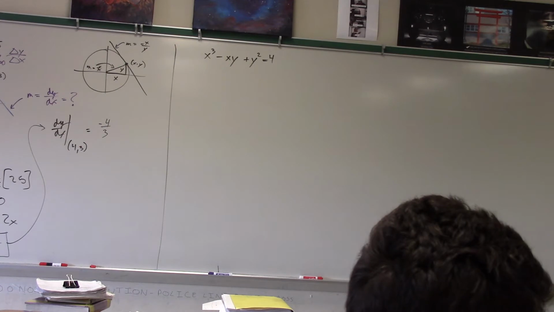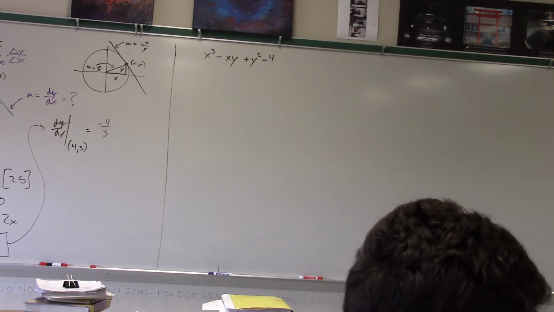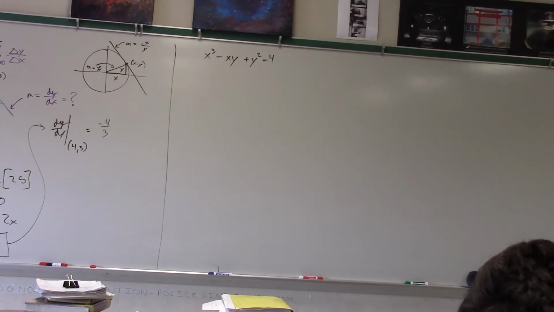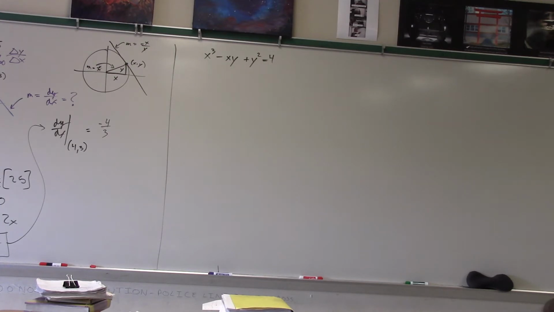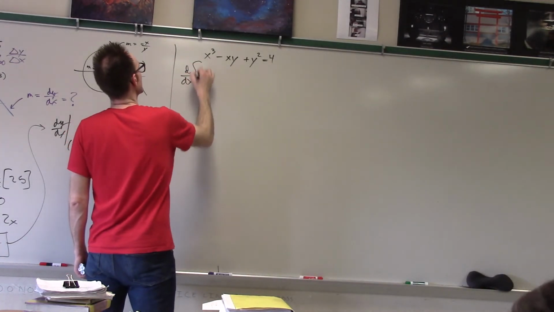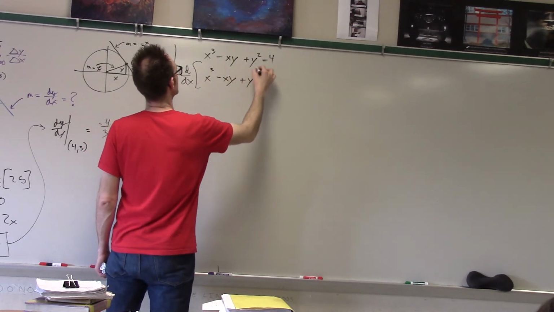Suppose what I want right now is to find the slope of the tangent line to the curve. Well, can we do it? How should we do it? Differentiate both sides with respect to x. I have this relationship between x and y, and now I'm just going to take the derivative of both sides with respect to x.